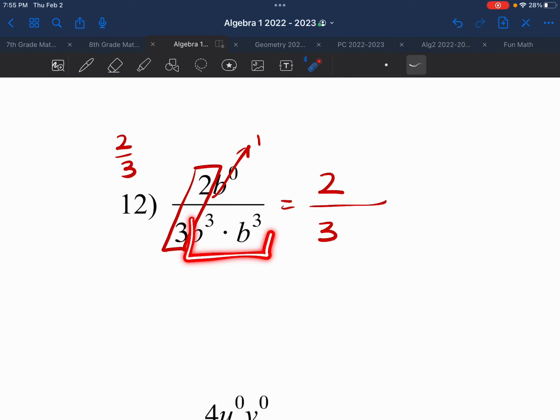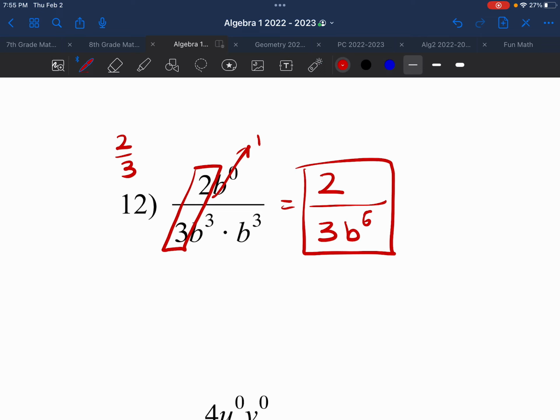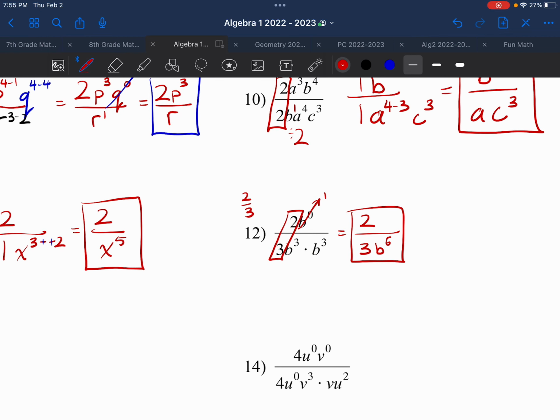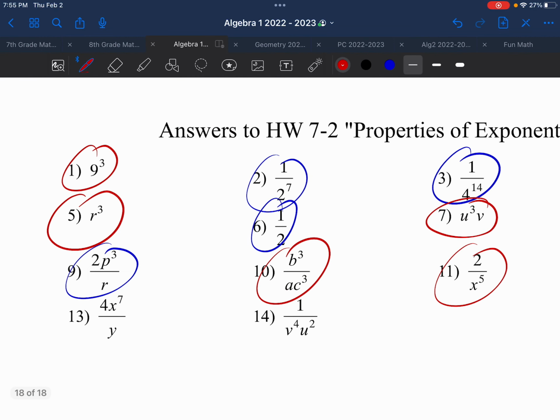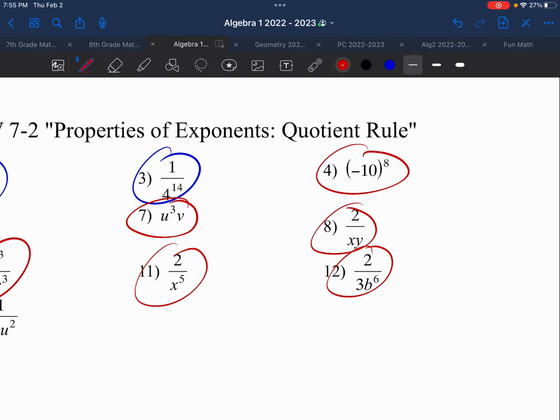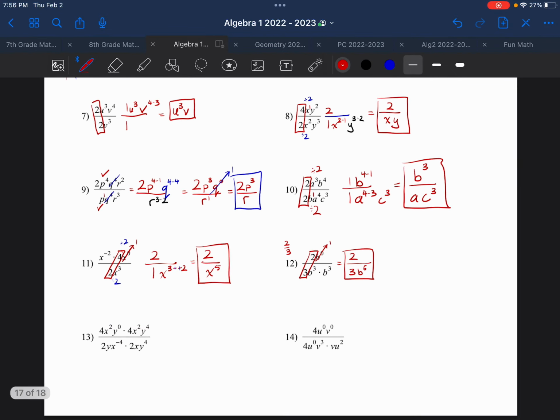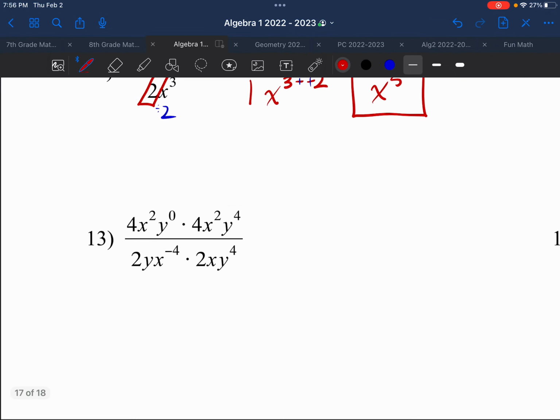All I have to do is simplify the bottom. And when I have multiplication, reviewing from our last lesson, multiplication means I'm going to add these exponents. 3 plus 3 is 6, so I'm going to have a b to the power of 6. Notice I try to make my 6's a little bit curvy and my b's a little bit straighter. I'm not always the best at doing that, so I do read them out loud, and that does help. But there's my answer, 2 over 3b to the power of 6. Let's check number 12. 2 over 3b to the power of 6. Excellent. We are on to our second to last problem, number 13.